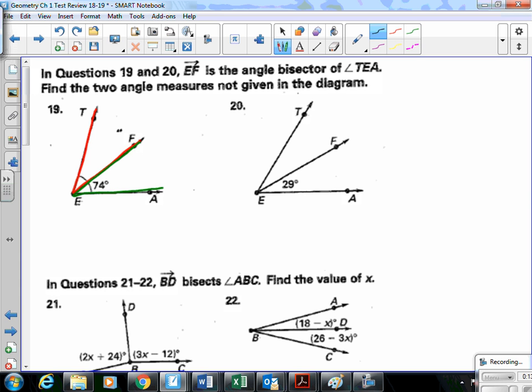So since ray EF is an angle bisector, that means each one of those angles is half of the original angle, or the measure of angle TEF is going to be half of 74.